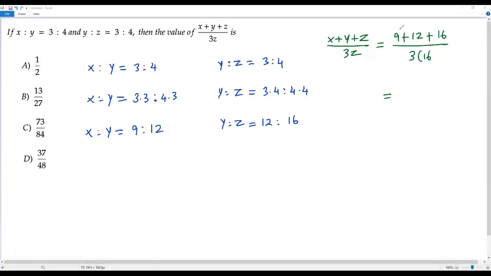Now when I add 9 and 12, I'm getting 21. 21 plus 16 will become 37. And 3 times 16 is 48. So the value of the expression (x + y + z) over 3z is 37 over 48. I find this 37 over 48 in option D. So the correct answer choice for this one is option D.